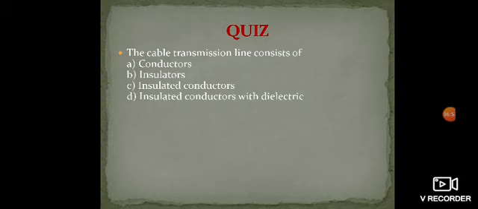The cable transmission line consists of: the first option is conductor, the second option is insulator, the third option is insulated conductors, and the fourth option is insulated conductors with dielectric. So what is the correct answer? Please note this question.